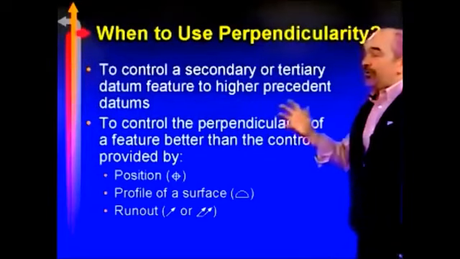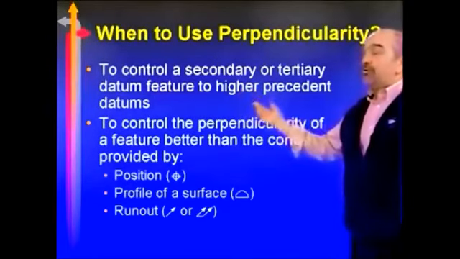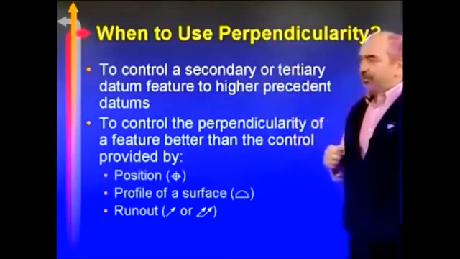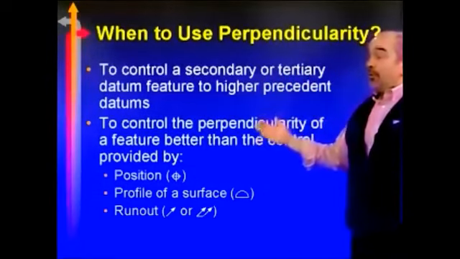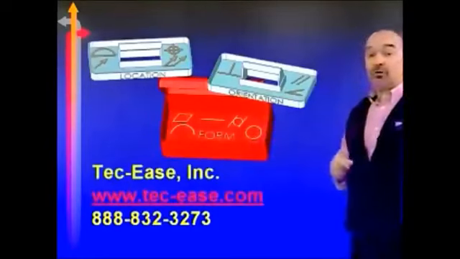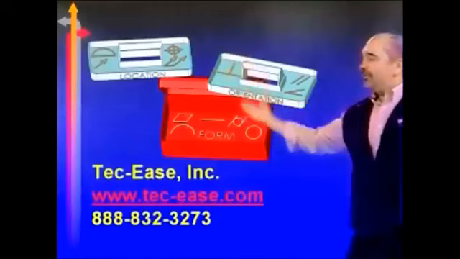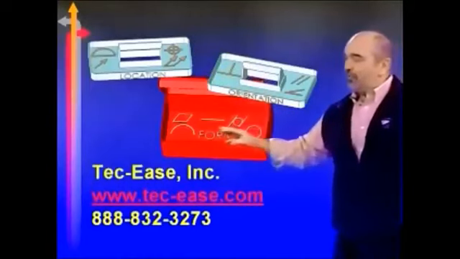So when do you use perpendicularity? To control a secondary or tertiary datum feature to a higher precedent datum because that's often its relationship. Or to control perpendicularity better than that control provided by the location tolerances. Start with location, then refine with orientation, and then the form controls.